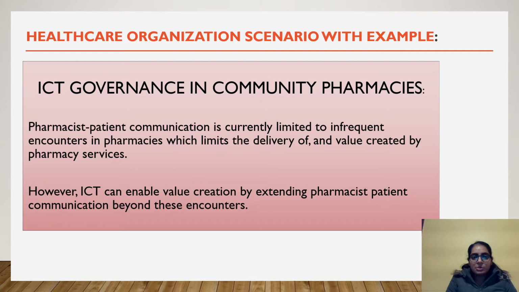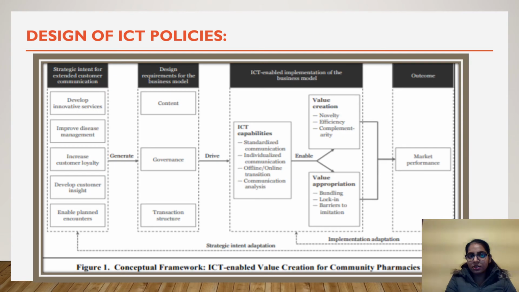Basically, pharmacist patient communication is currently limited to infrequent encounters in pharmacies, which further limits the delivery and value created by the pharmacy services for their patients, because they have to wait in queues in the pharmacies to get assistance from the pharmacist. But ICT governance really helps in these types of scenarios, whereas ICT can enable value creation by extending pharmacist patient communication beyond these counters.